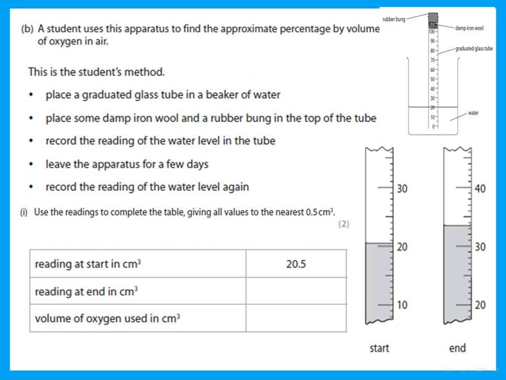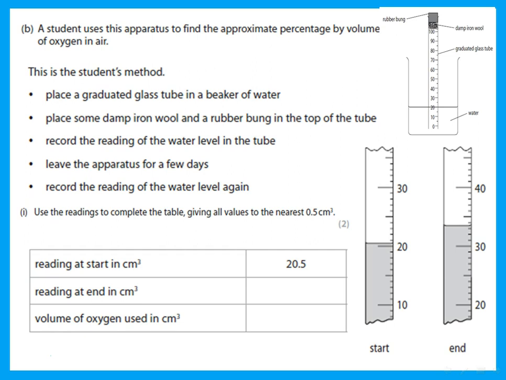Now remember that when we do this kind of experiment, we leave it for a few days. Remember, rusting takes about 5 days. Then what happens is the iron is going to rust. That means it is going to use up the oxygen in the air in the tube. And when that happens, the water goes up the tube to replace the oxygen that has been used in rusting.